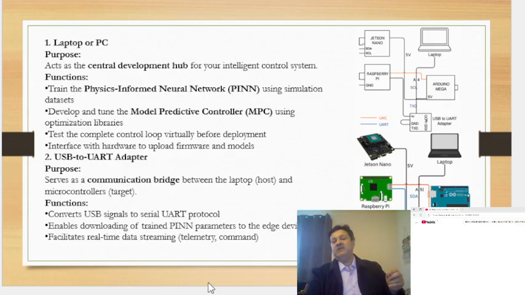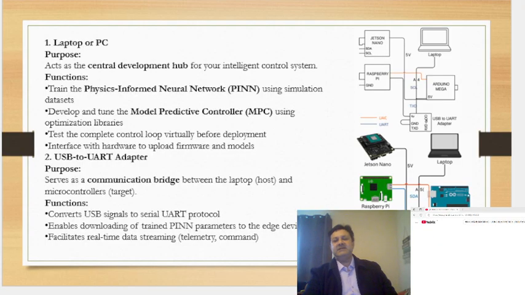This enables downloading of trained PINN parameters to the edge device, because the edge device needs that data as well, not only the implementation module. And this facilitates real-time data streaming, telemetry or command. In future you will see how that telemetry and command is important.